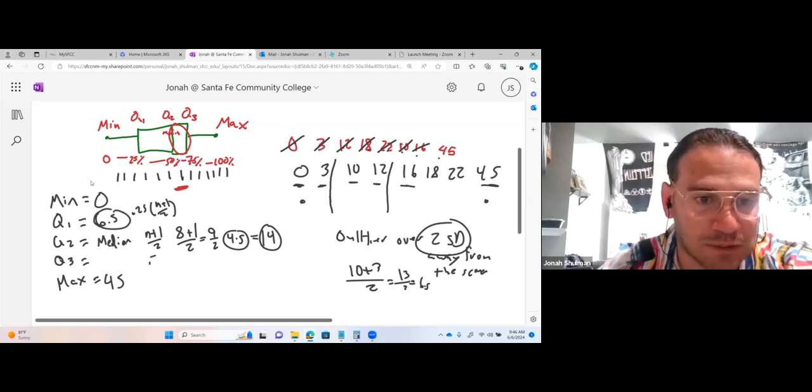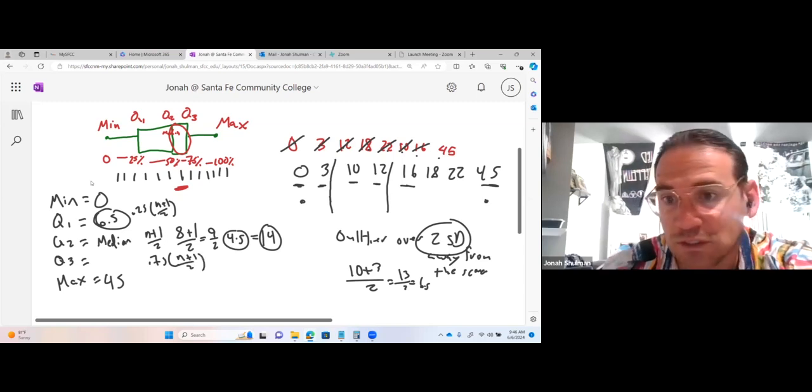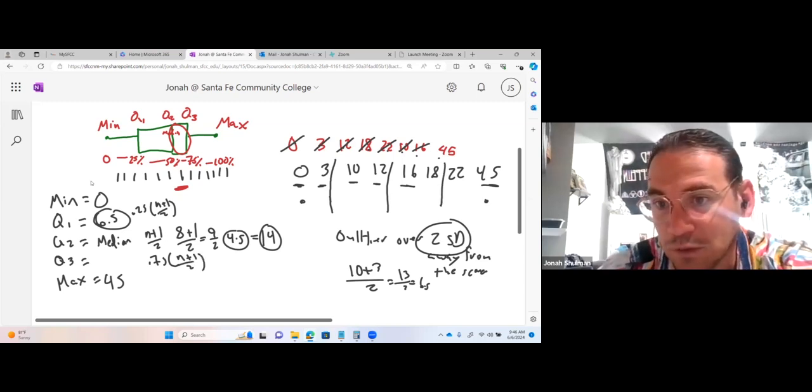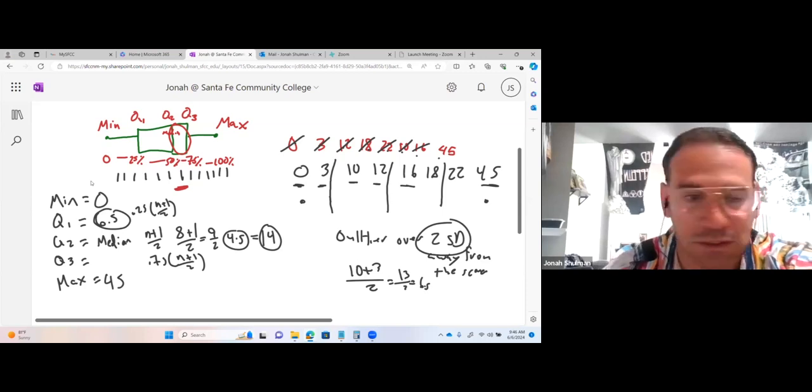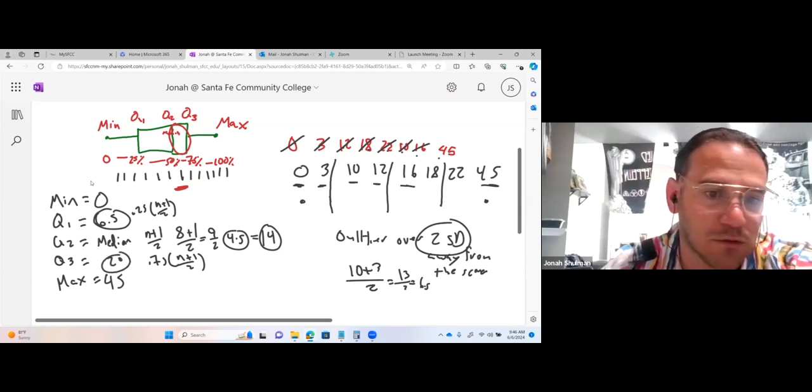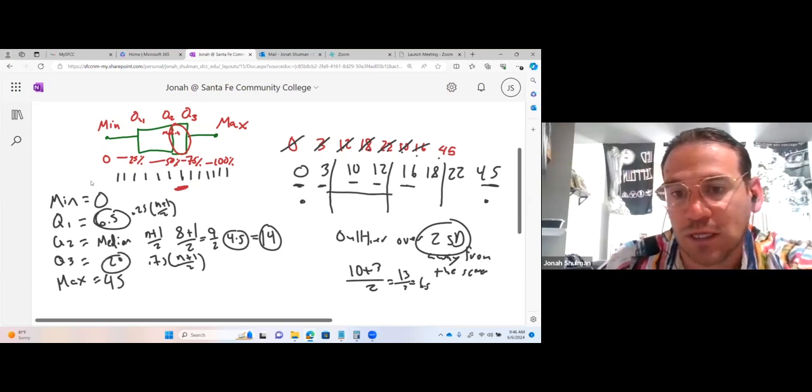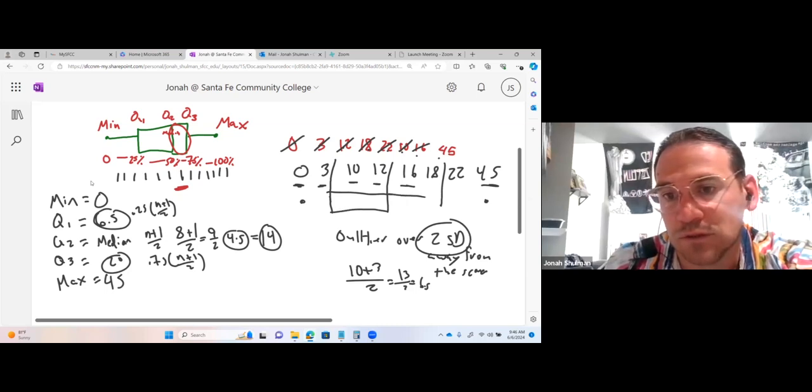It's kind of like 0.75 times this. Or we could just do what's halfway between 18 and 22, because here we go, and this is the other part of the box. So it's 20. So we could draw it like this, right?